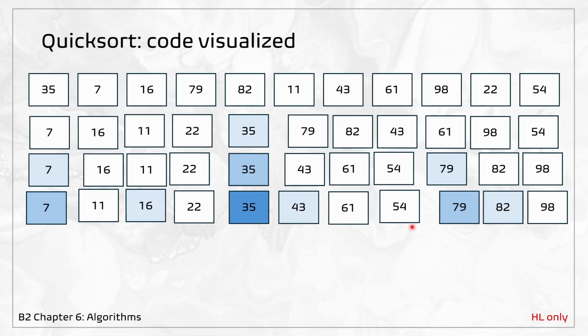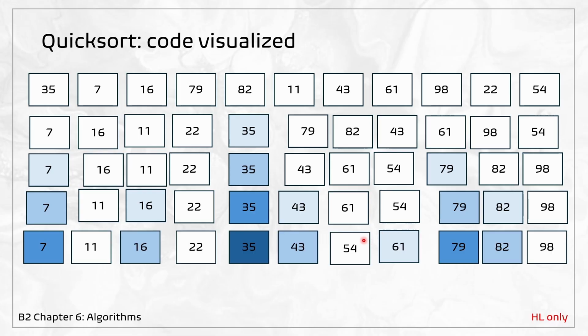Now on this last remaining sublist, 43 was a pivot, but then 61 and 54 are both greater than 43, so this right list over here contains 2 elements. So we're going to need to do one more iteration. And this next iteration looks something like this. 61 is then chosen as the pivot, and 54 is then moved to the left list. So now 54 is put into a list of size 1, so this part we can consider sorted.